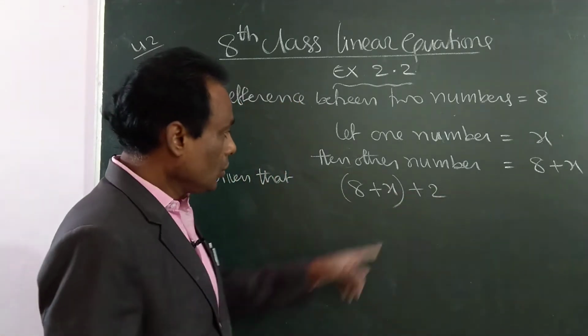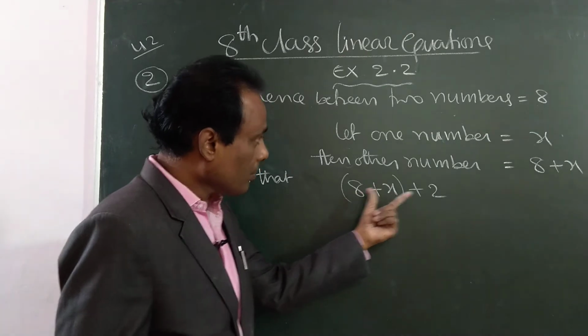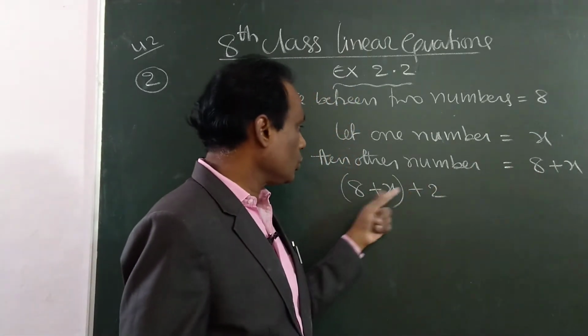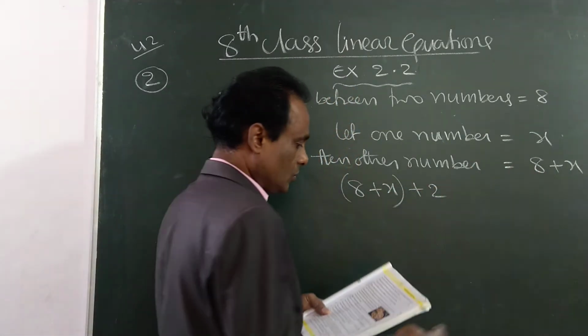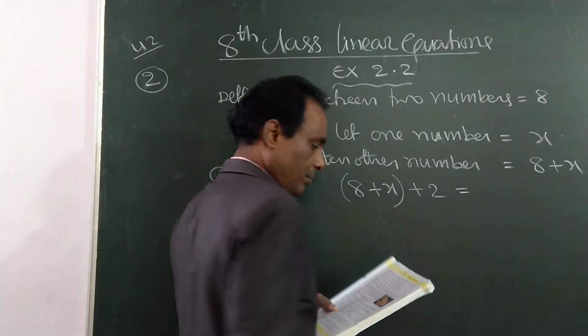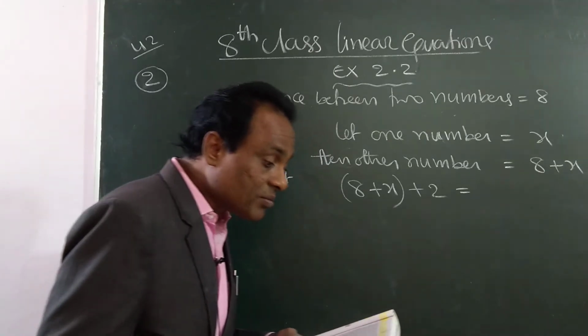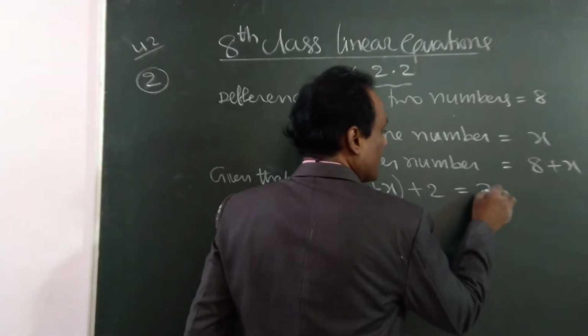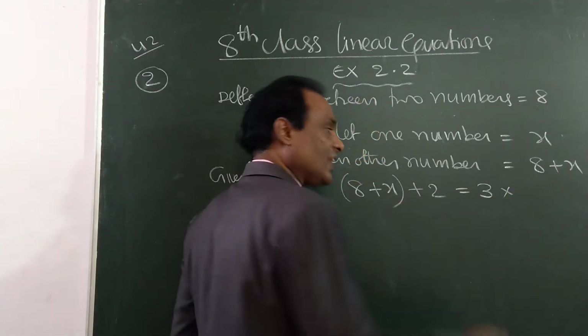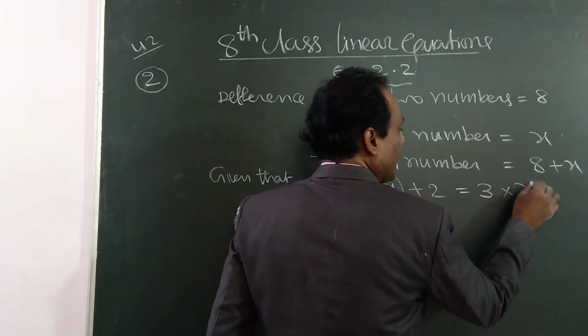Don't write. 2 is added to the bigger number. The bigger number is 8 plus x. 2 is added to the bigger number. The result is 3 times the smaller number. 3 times means multiplication. 3 into the smaller number, which is x.